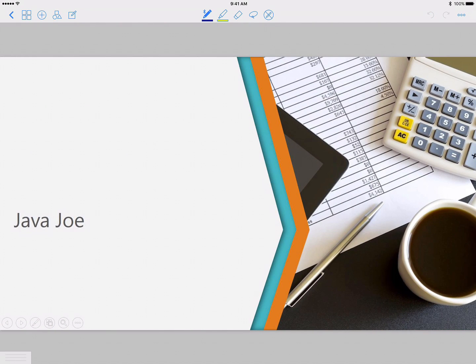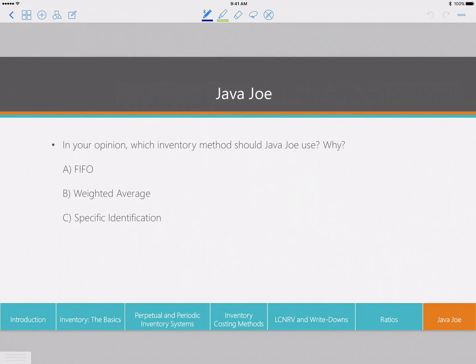And we're going to end off now by discussing our Java Joe problem of the lecture. So this one here is going to be a bit of a different problem. It's more theory-based because I've already shown you how to calculate your ending inventory and your cost of goods sold, and I've shown you how to do write-downs. Instead, I'd like you to think about the different inventory methods and why you think Java Joe should use one or the other. Which of the three, FIFO, weighted average, or specific identification?